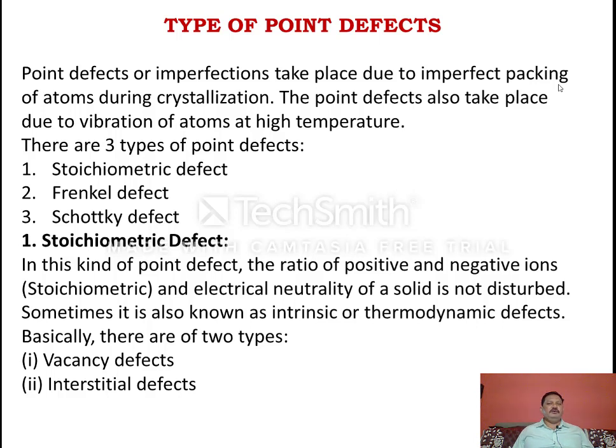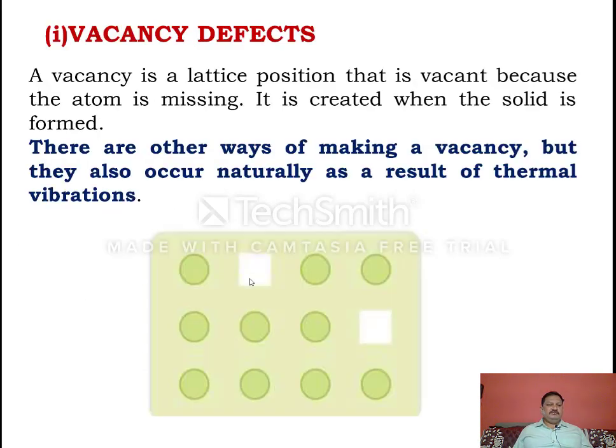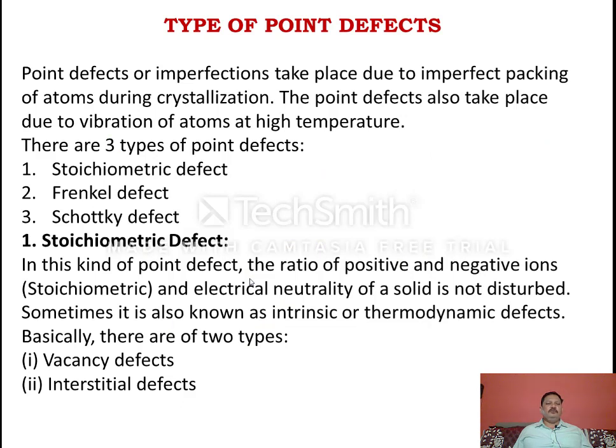So point defects are due to imperfect packing of atoms during crystallization, and they may also arise due to vibrations of atoms at high temperatures. There are three types of point defects. The first one is the stoichiometric defect, the second one is the Frenkel defect, and the third one is the Schottky defect. First let us see what the stoichiometric defect is.